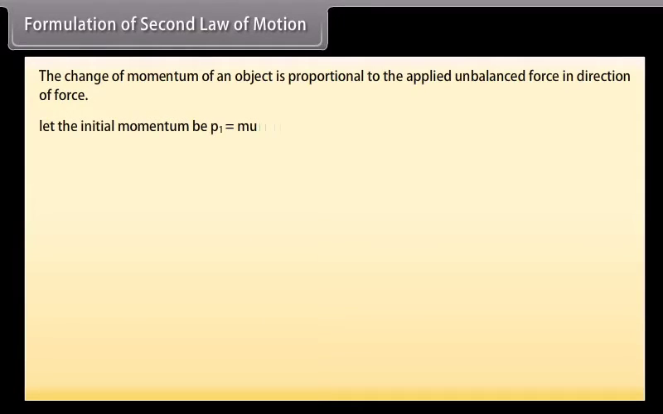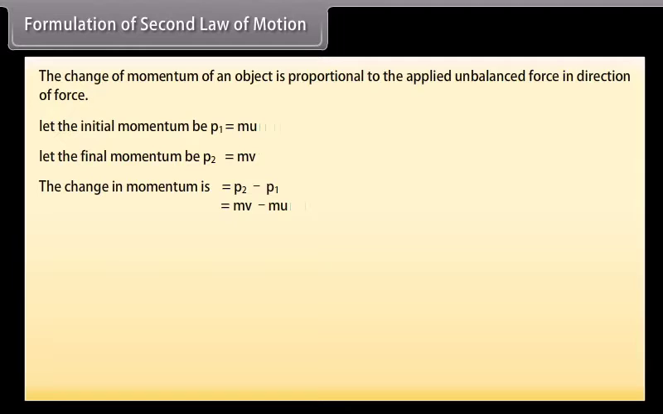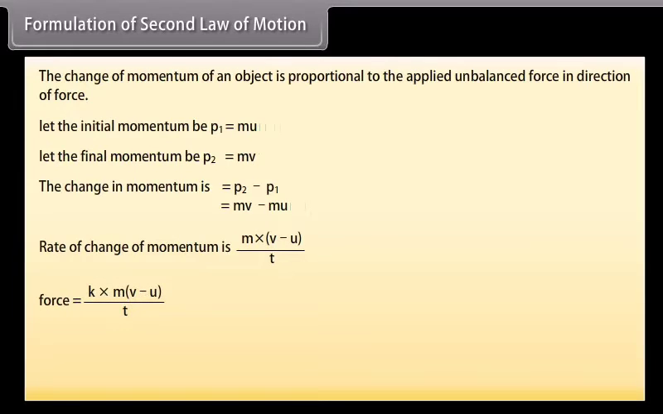Let the initial momentum be P1, which is equal to mu. Let the final momentum be P2, which equals mv. The change in momentum is P2 minus P1, which equals mv minus mu. The rate of change of momentum is m times (v minus u) upon t. Force is equal to k times m times (v minus u) upon t. Force is equal to kma, where k is the proportionality constant.